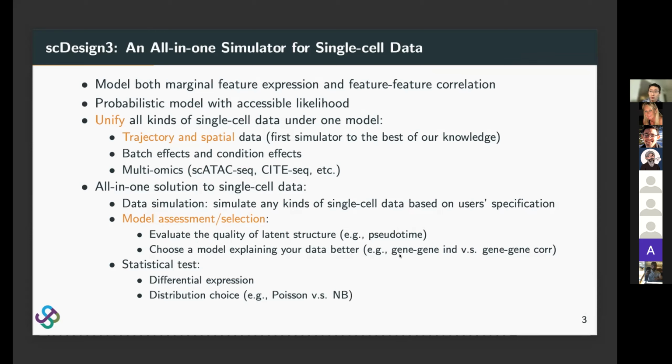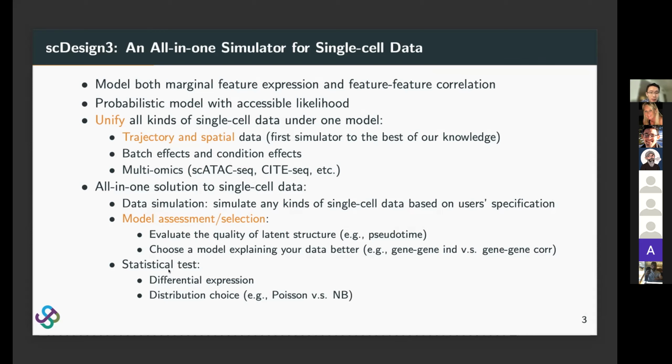For example, you may wonder if the gene-gene correlation is on the population level, or whether I should use a cell type specific gene-gene correlation to describe my cell population. So you can also use SEDANS3 to answer this question.